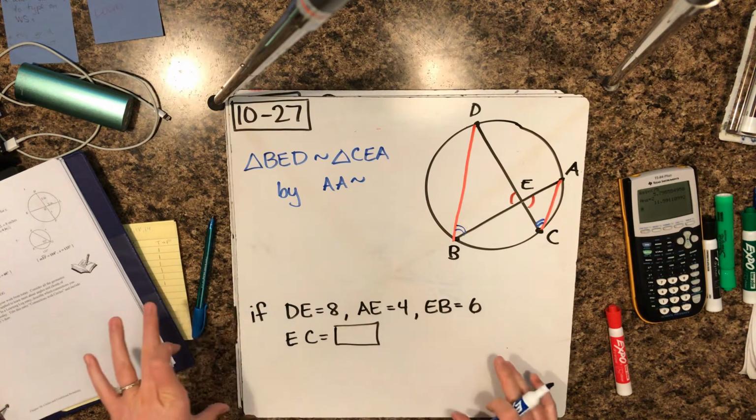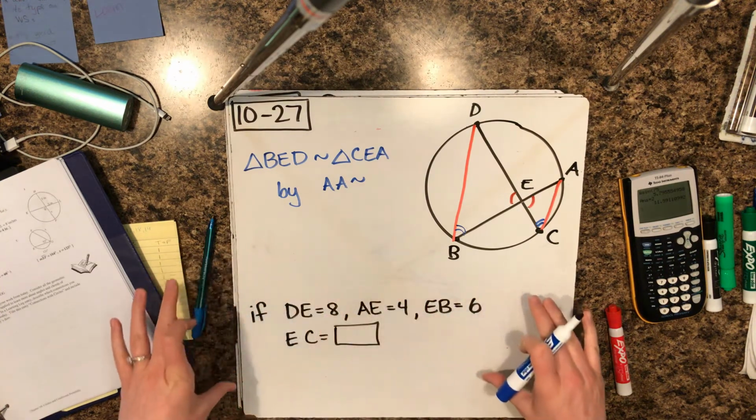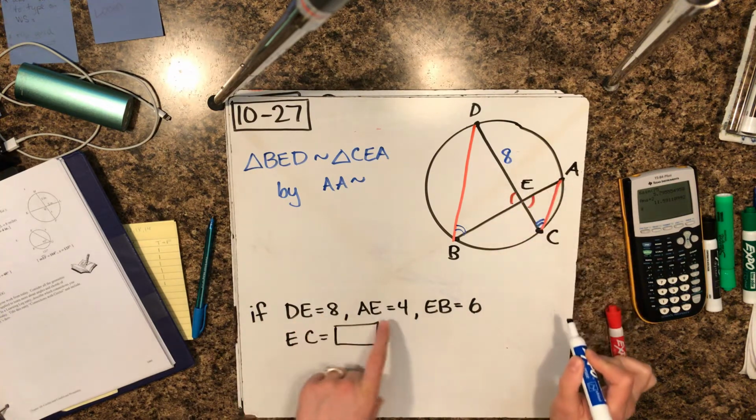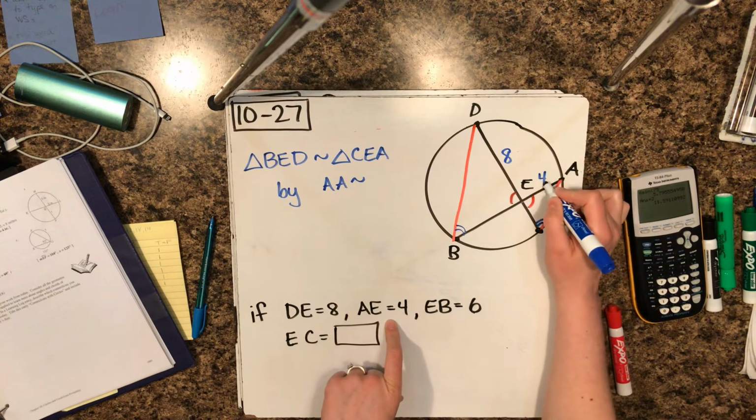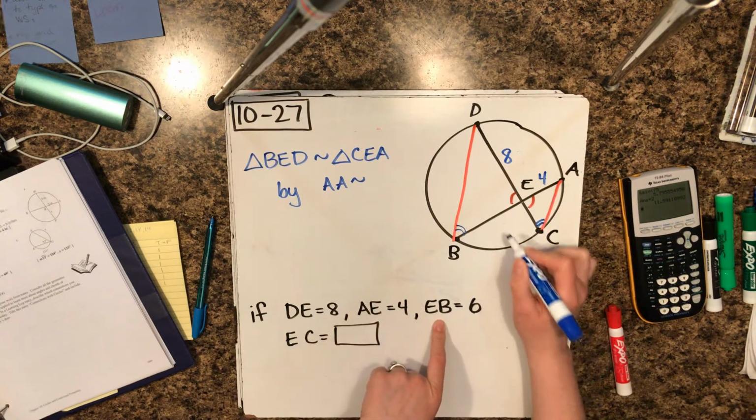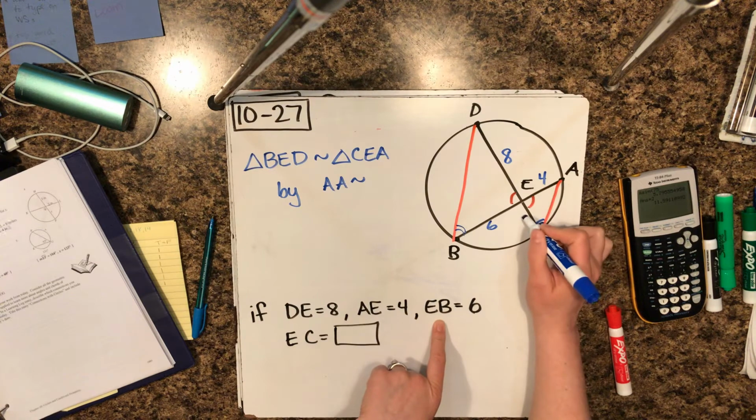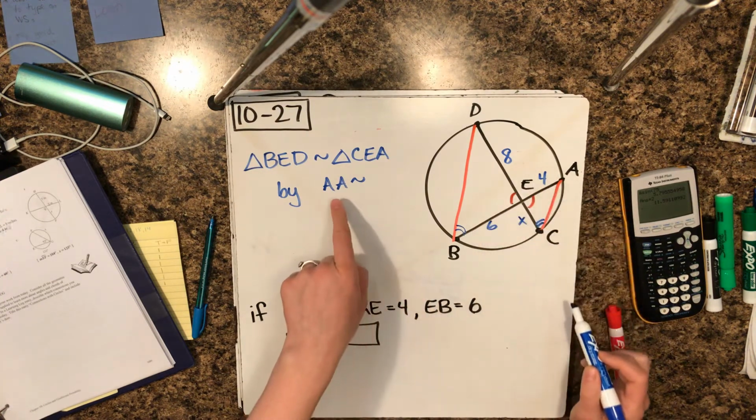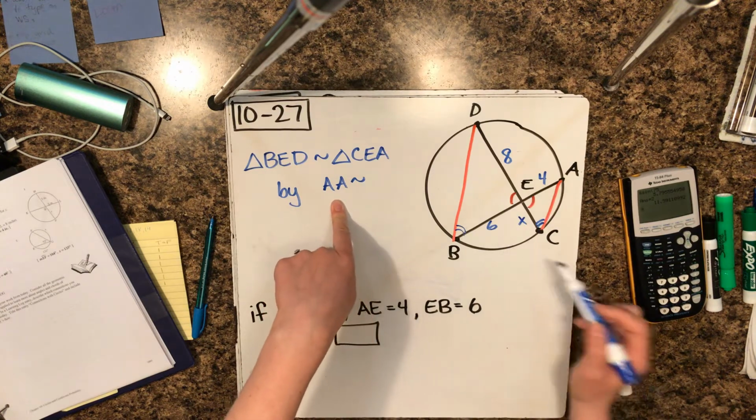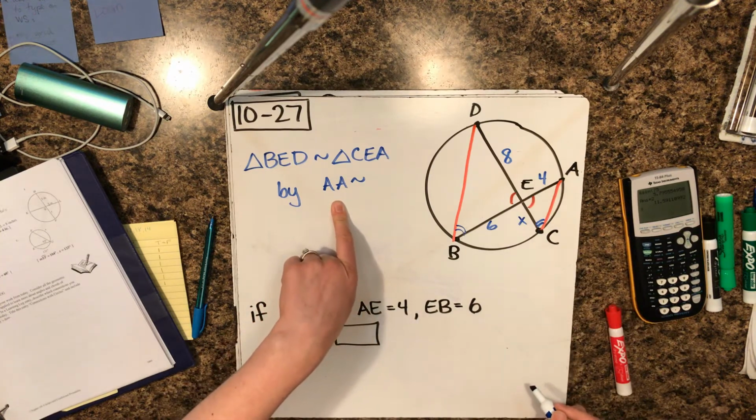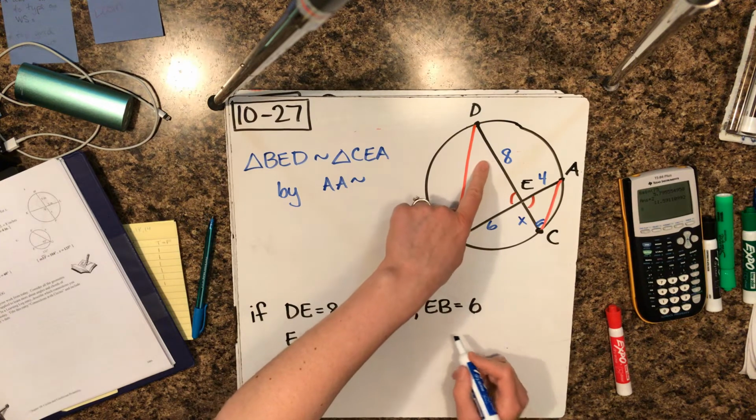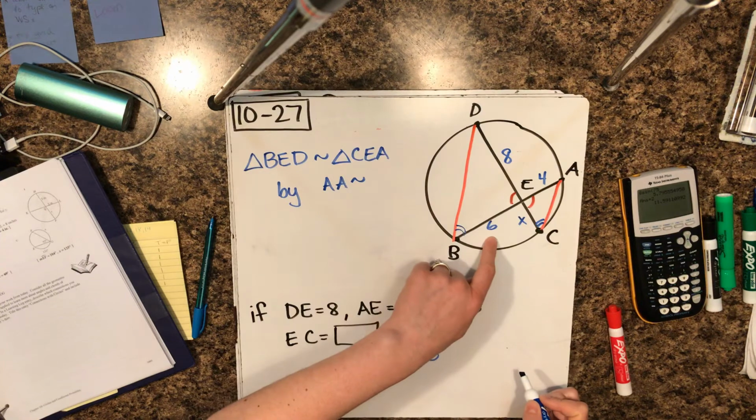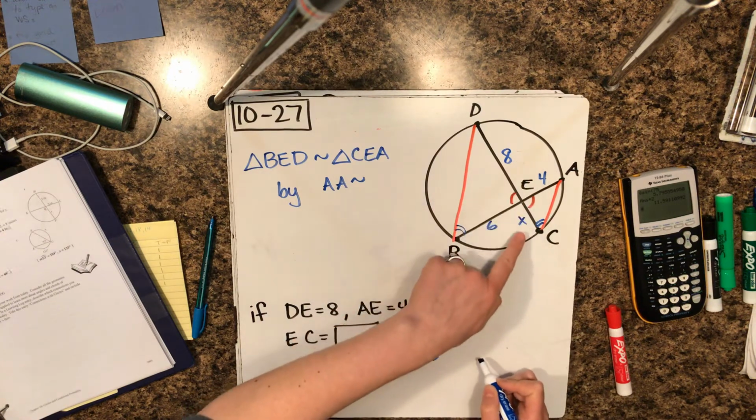At the bottom of 10-27, it's asking us if we know DE is 8, so there's 8, and AE is 4, and EB is 6, they want us to find EC. So I'm going to put an X here. So using the fact that we have similar triangles, I can just set up a proportion to solve. Okay, I can do 8 over 6, so big side over little side, equals 4 over x.